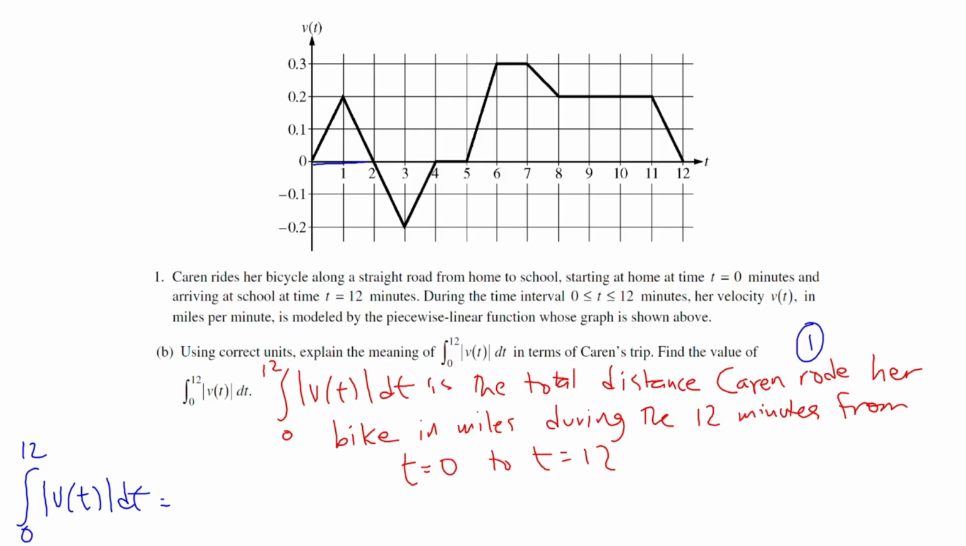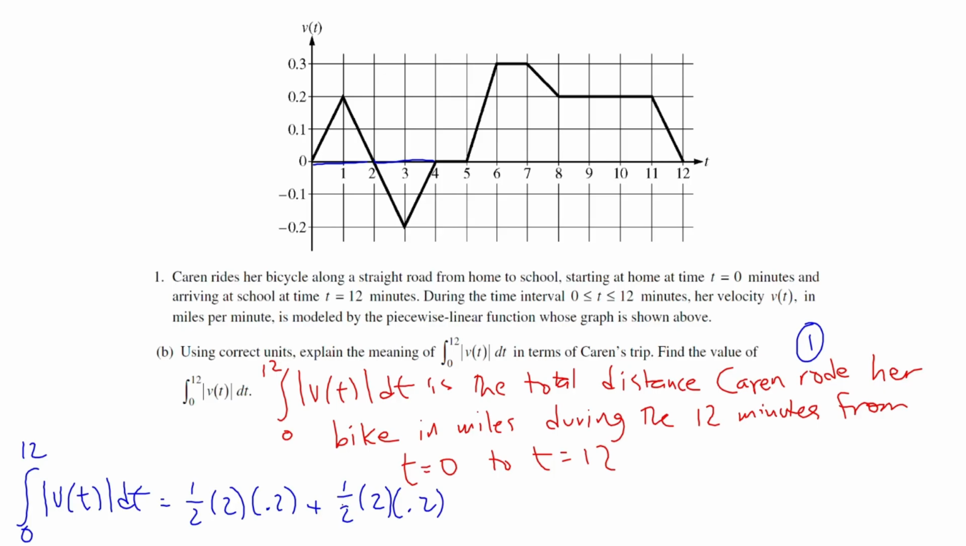This first area here is going to be 1/2 of the base, which is 2, times the height, which is 0.2. So 1/2 of 2 times 0.2. And then we'll add to that. This next one is below the x-axis, or below the t-axis, but we're doing absolute value. And so it actually becomes a positive. So we just got another 1/2 of 2 times 0.2, right? Since it's the exact same size triangle as the previous one.